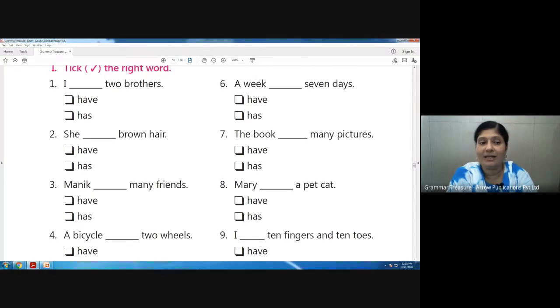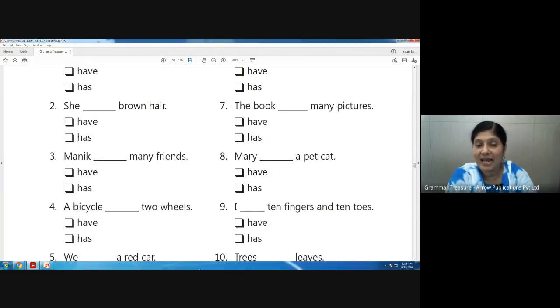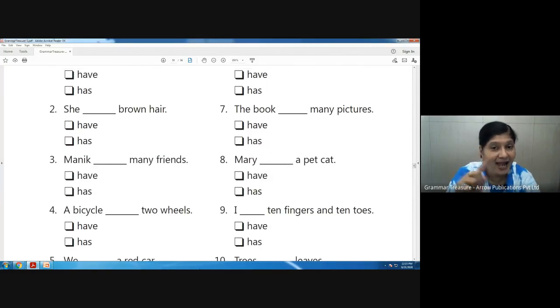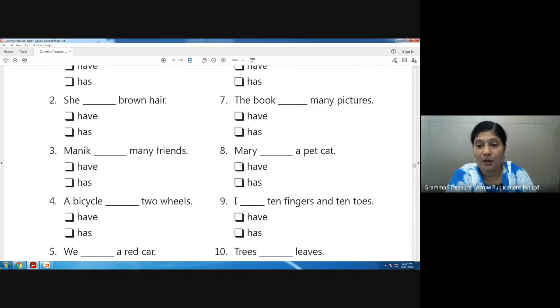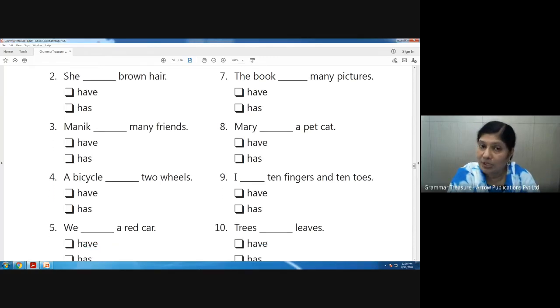Now the sixth one, a week dash 7 days. We are talking about only one week. So singular. So we use has. A week has 7 days. All of you will tick has. Now the seventh one, the book dash many pictures. Now, is book singular or plural? It's only one book, so it is singular. So the book has many pictures. For singular, we use has.